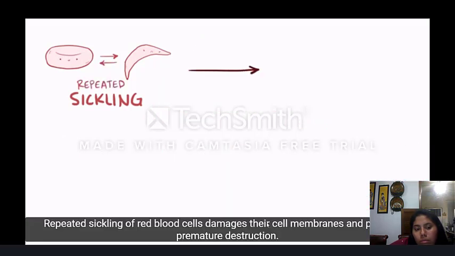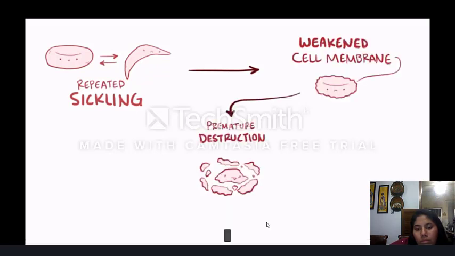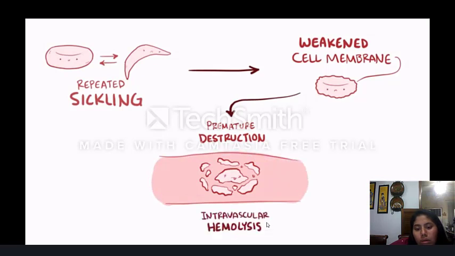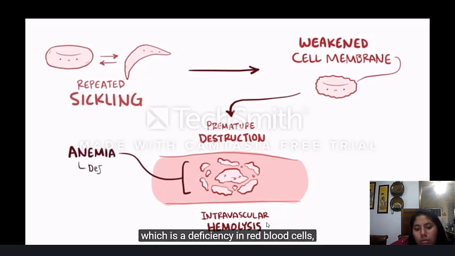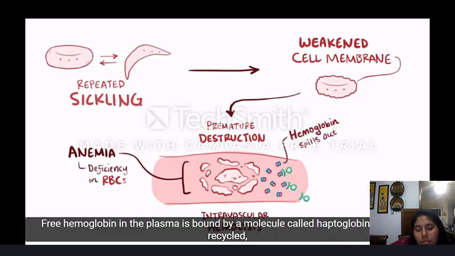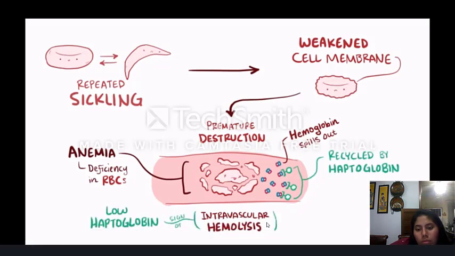Repeated sickling of red blood cells damages their cell membranes and promotes premature destruction. Since this happens within the vasculature, it's called intravascular hemolysis. This destruction of red blood cells not only leads to anemia, which is a deficiency in red blood cells, but also means a lot of hemoglobin spilling out. Free hemoglobin in the plasma is bound by a molecule called haptoglobin and gets recycled, which is why a low haptoglobin level is a sign of intravascular hemolysis.